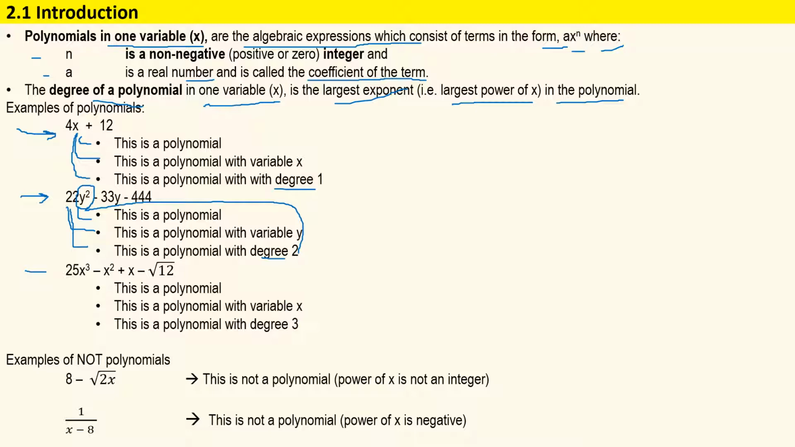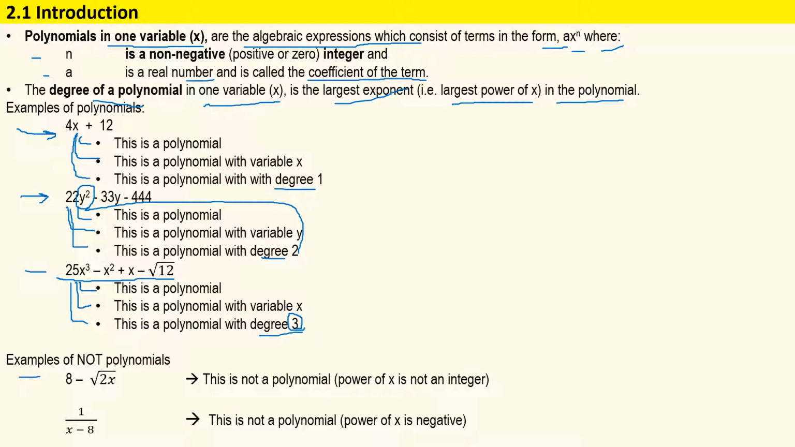Another example, 25x cube minus x square plus x minus square root of 12. This is a polynomial in variable x, and this is a polynomial with degree 3 because the highest power of x, that is variable x, has got the biggest power or the biggest exponent is 3.